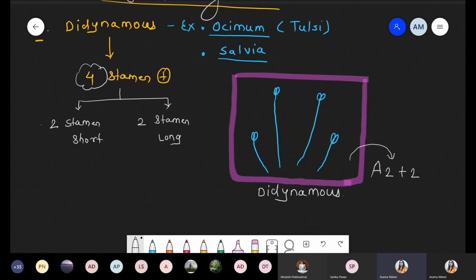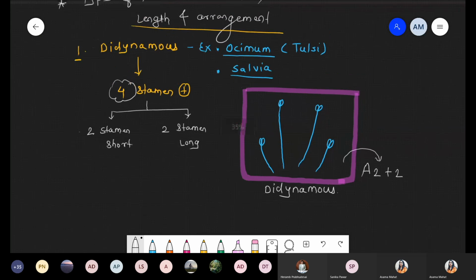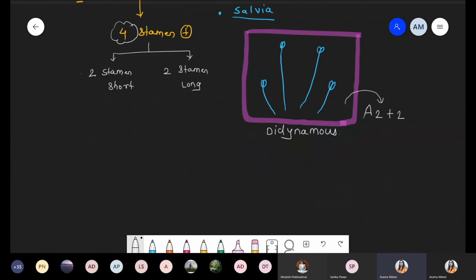Yes, Padma, Sanika, Rishikesh, Yash, Sifa. Okay, so got this point? What is meaning of dynamous condition? Yes or no? Yes, ma'am. Okay. And the last point, number 2.